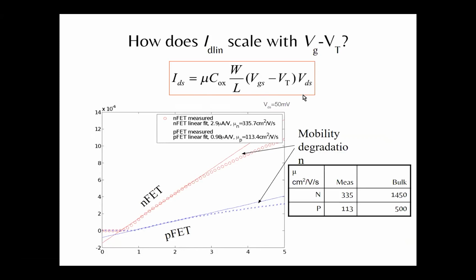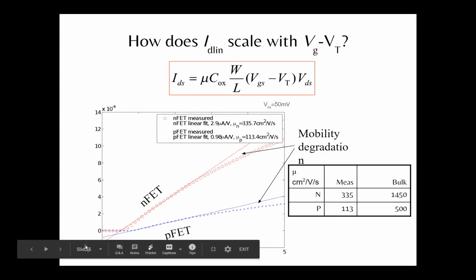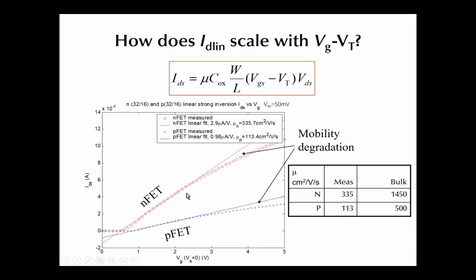If you look at this equation, you know that if you plot IDS on the y-axis versus the VG, then you should see a straight line. So if you plot ID versus VG, assuming that VS is 0, then you should get the set of points. These are the ones in the circles. And then you can do a fit to this set of data points.